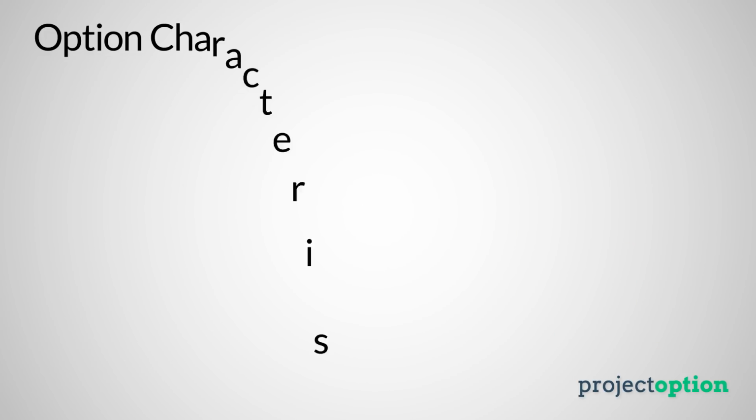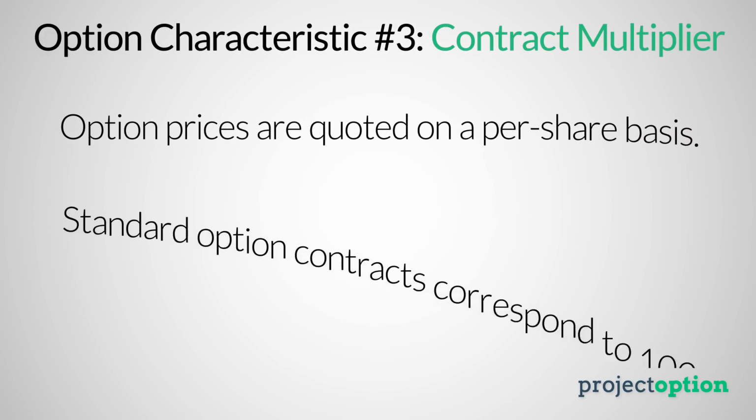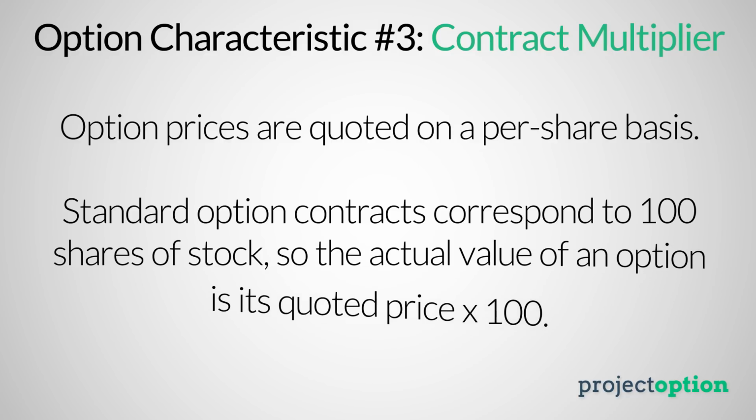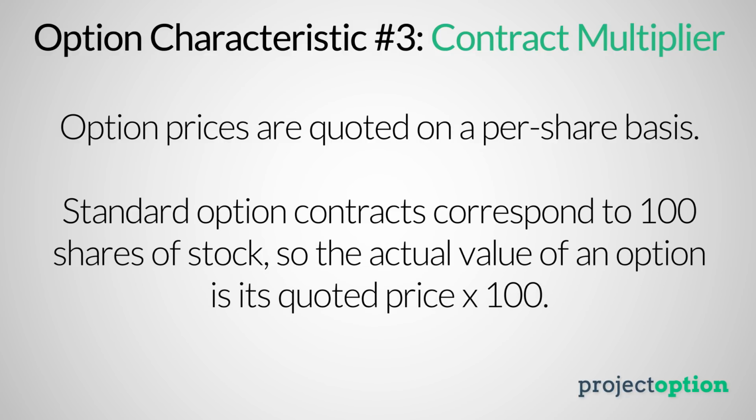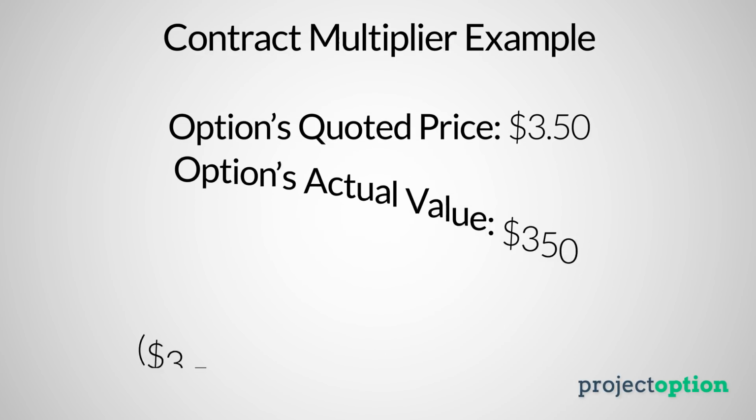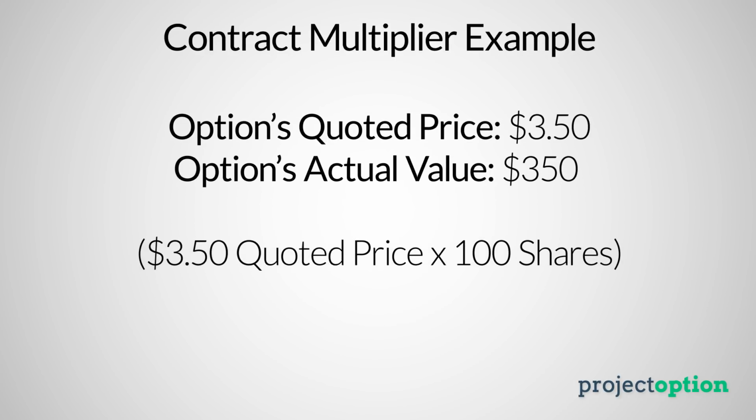Now, the third thing that you need to know is that options are quoted on a per share basis, and normal stock options are representative of 100 shares of stock. So any price that you see an option quoted at, the actual value of that option is 100 times that value. So for example, if an option is quoted at $3.50, that option is actually worth $350.